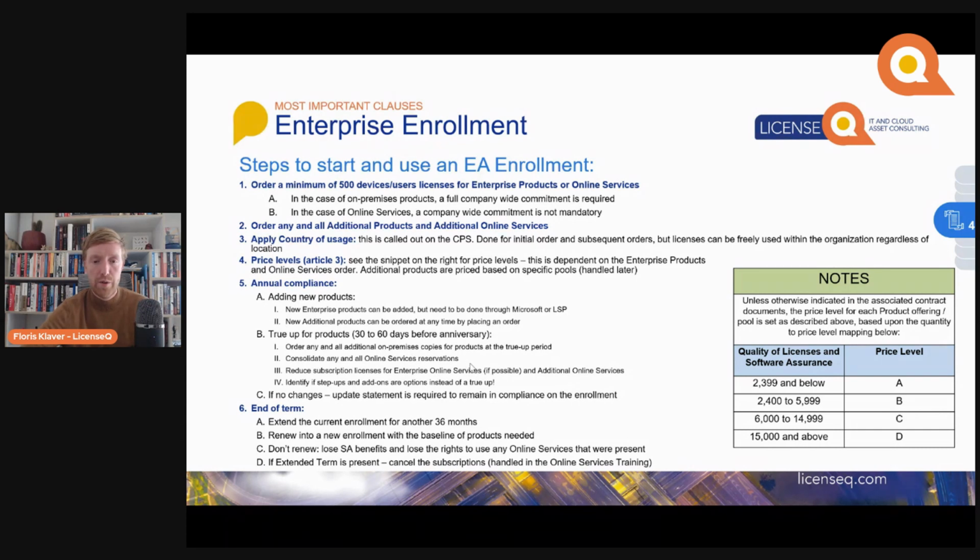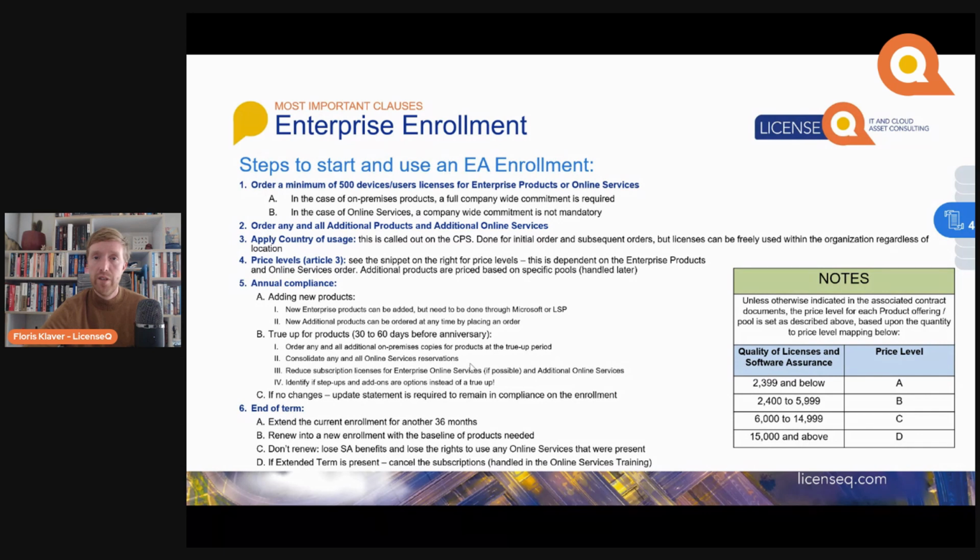In the case of on-premise product, a fully company-wide commitment is required. This again means that if you are stepping into an enterprise enrollment, you need to license all devices and/or users in your organization. In the case of an enterprise online service, a company-wide commitment is not mandatory if you're solely licensing enterprise online services.